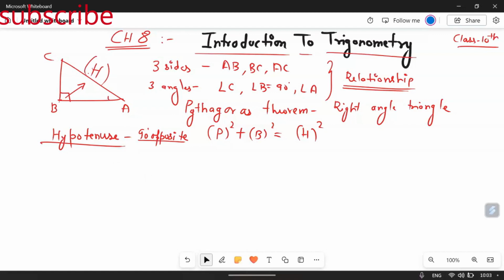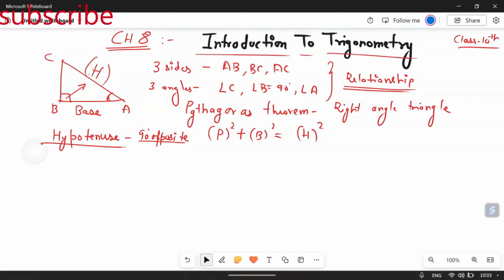Now if I am talking about angle A, it means angle CAB. This is your angle A. If I am talking about angle A, this AB will become the base of the triangle, and BC will become the perpendicular of the triangle. Perpendicular is denoted by capital P and base is denoted by capital B. So the Pythagoras theorem says that perpendicular square plus base square is always equal to hypotenuse square.